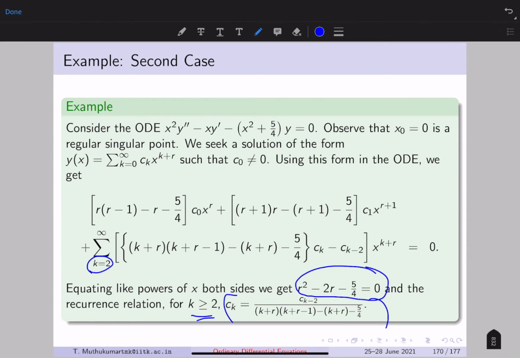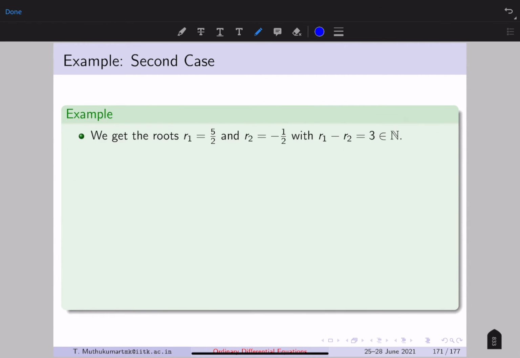So now if you solve this quadratic equation here, you get two roots, which are 5 by 2 and minus 1 by 2. Okay, and what is r1 minus r2? This is 2.5 plus half, which is 3, which is a positive integer. So in this case, what is the theorem saying? Corresponding to the bigger r, which is in this case 5 by 2, you will get the Frobenius form solution, right? And then the other solution is a linearly independent solution which needs to be obtained from some other means.